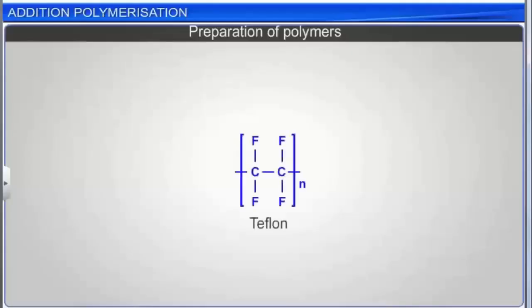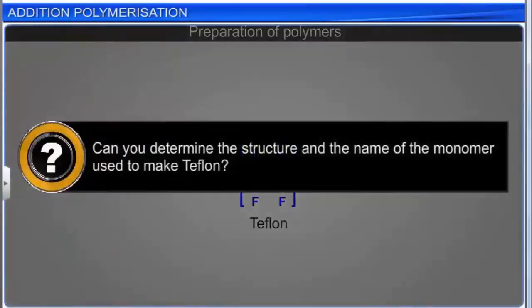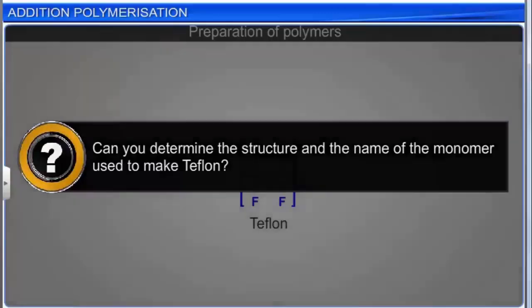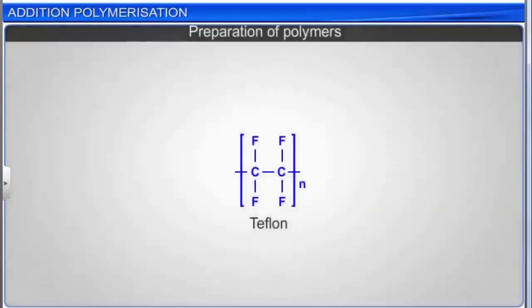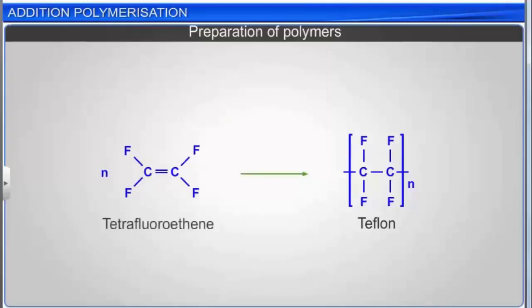Teflon is another example of an addition polymer. The structure of Teflon is shown here. Can you determine the structure and the name of the monomer used to make Teflon? Since Teflon is an addition polymer, it suggests that the monomer contains a carbon-carbon double bond and 4 fluorine atoms. The monomer used to make Teflon is tetrafluoroethene.